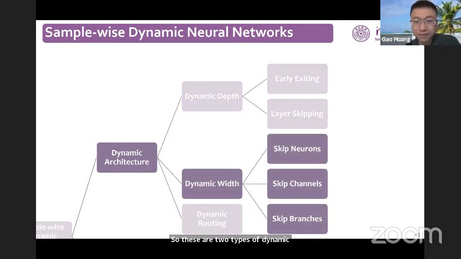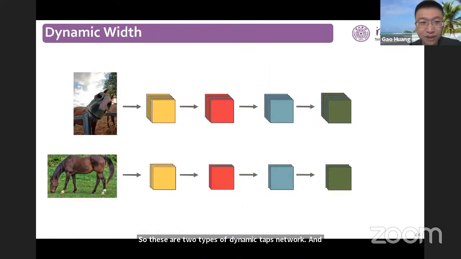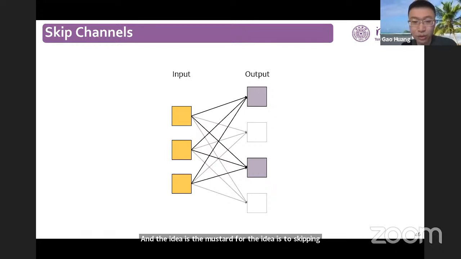Similarly, we can have a dynamic width network. The idea is that for some hard ones, you may need to activate a wider network or a fatter network, and for some easy ones, you only need to activate a very thin network. The most straightforward idea is skipping the channels. You have a gating module to control whether a channel will be skipped or not.